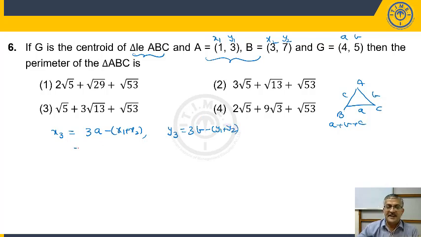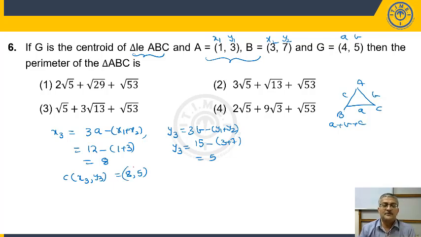So what is 3a? 3 fours are 12, minus (1 plus 3). So the x coordinate of the third vertex is 8. And 3b is 3 into 5, that is 15, minus (y1 plus y2), that is 3 plus 7. So 15 minus 10, that is 5. So the third vertex x3, y3 is (8, 5).